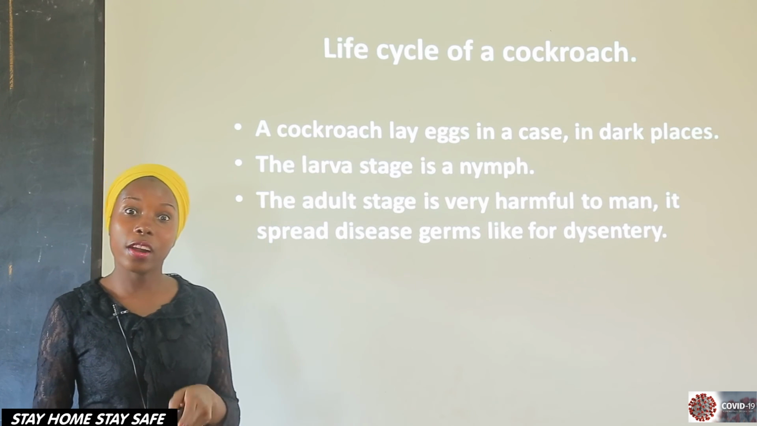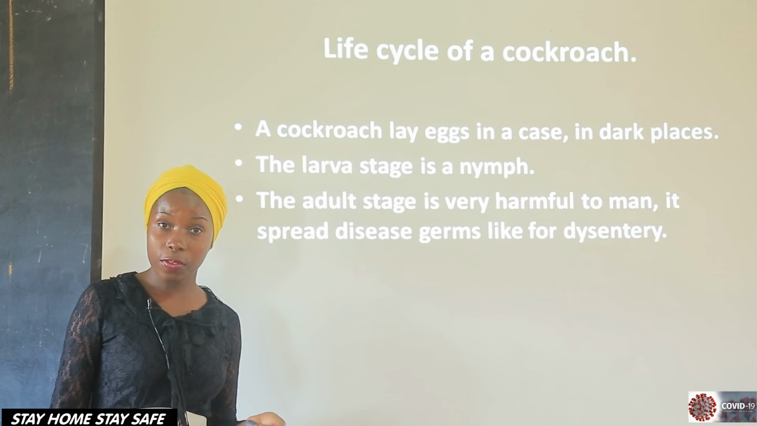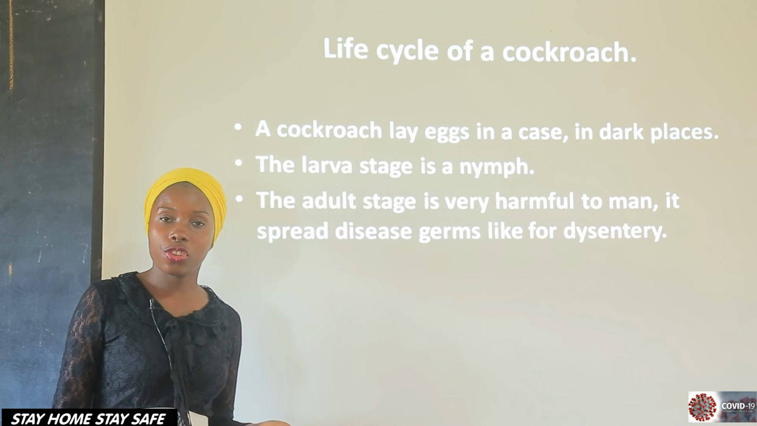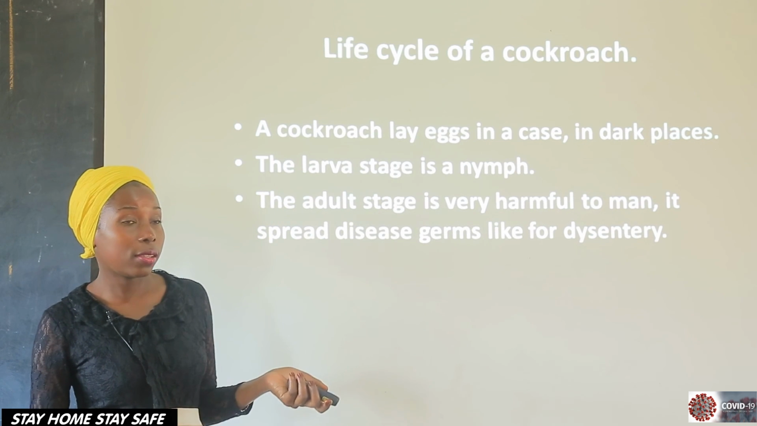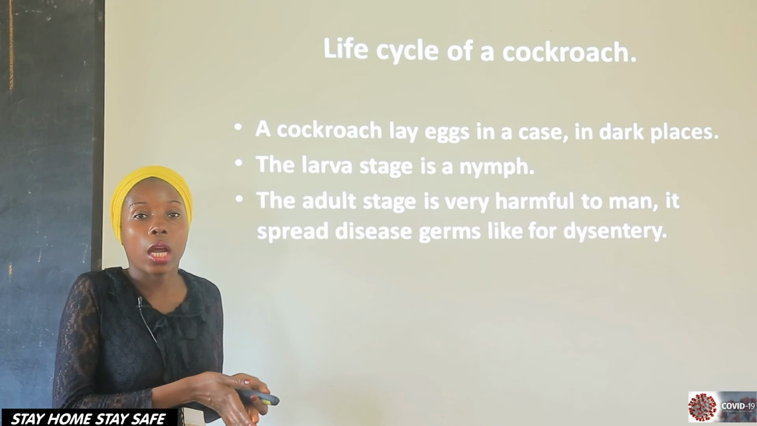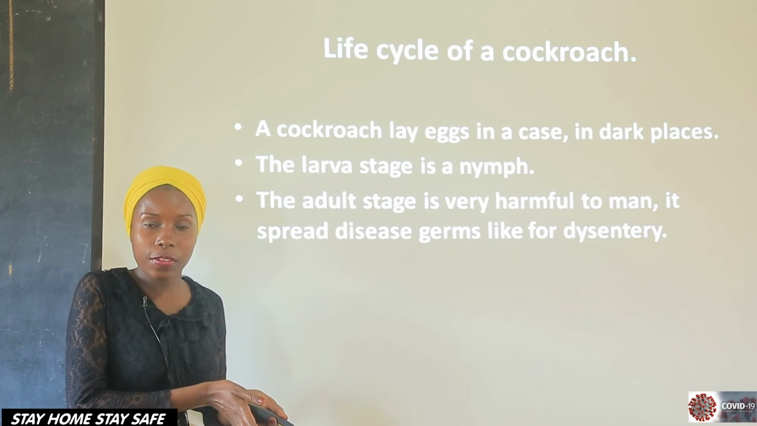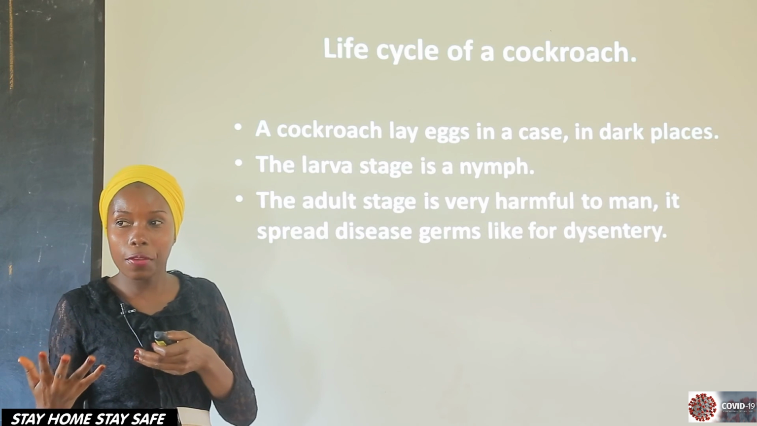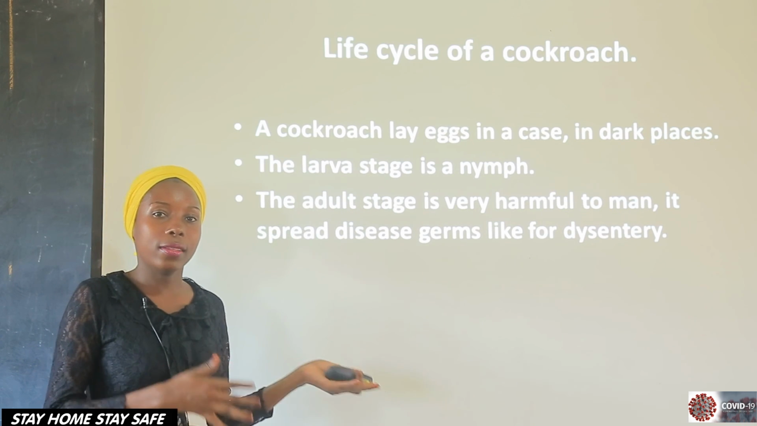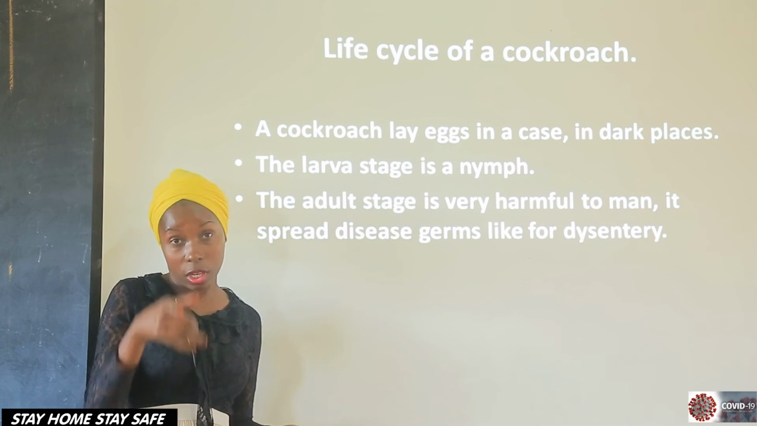The keywords to keep here are nymph, and that is the larva stage, and nymph we said is N-Y-M-P-H. And we said there are some insects that undergo the incomplete metamorphosis or the incomplete life cycle. We gave 2 examples, cockroach and grasshoppers, and I hope that is in your head.